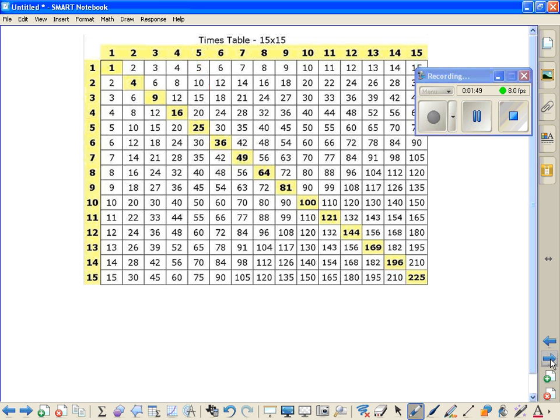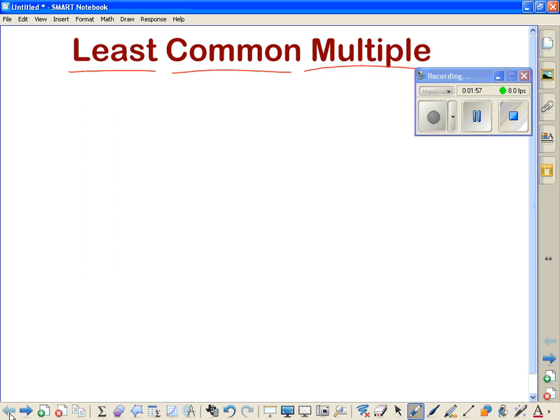We can go on and on and on if we want to, right? We can go into infinity if you choose to do that. That's what a multiple is. We are going to be finding the least. Least, what does that mean? Oh yeah, you're right, it means lowest.